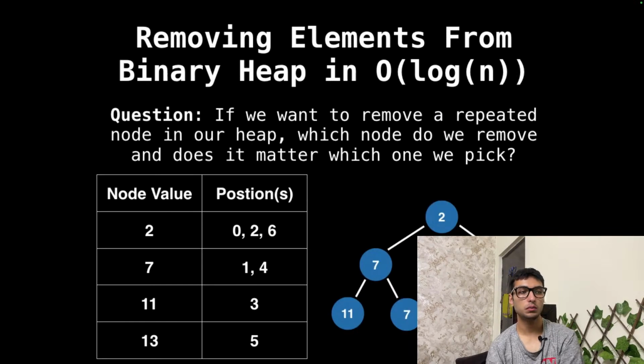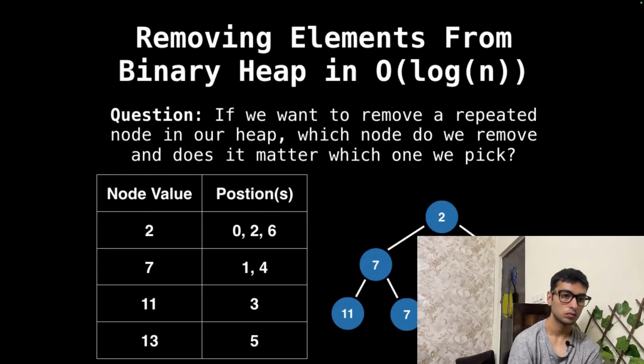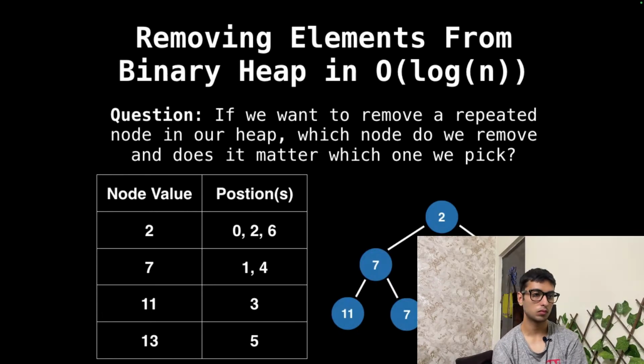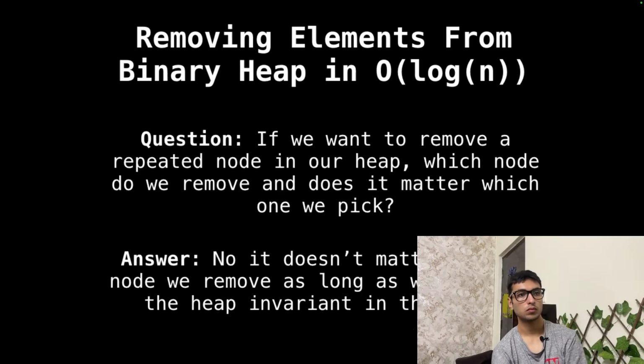And that's it. Okay, so this all sounds great. We keep track of repeated values by maintaining a set of indices of a particular node the particular value was found at. But now let's ask a further question. If we want to remove a repeated node in our heap, which node do we remove, and does it matter? Because if we look at our heap right here, there's 3 possible 2 values we could remove. Does it matter which one we remove? The answer is no, it does not matter, as long as, in the end, we satisfy the heap invariant. That's the most important thing.